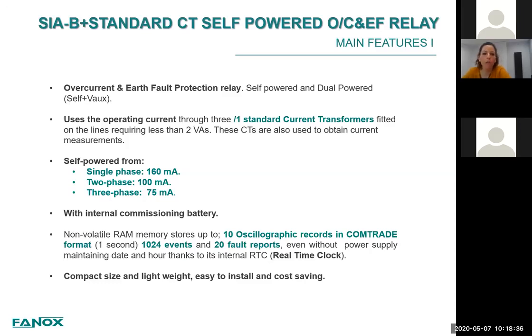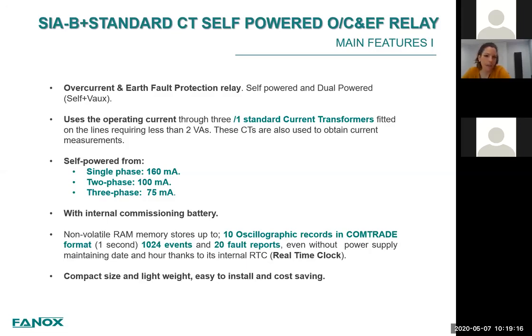In this case, we will work with a standard current transformer with a secondary equal to 1 ampere. The only characteristic that we have to consider for these CTs is that they should provide at least 2 VA. From this value onwards, any CT on the market will be valid. The minimum level to self-power the relay, if we inject in a single-phase situation, is 160 milliamps in secondary or 75 milliamps in three-phase, also in secondary.